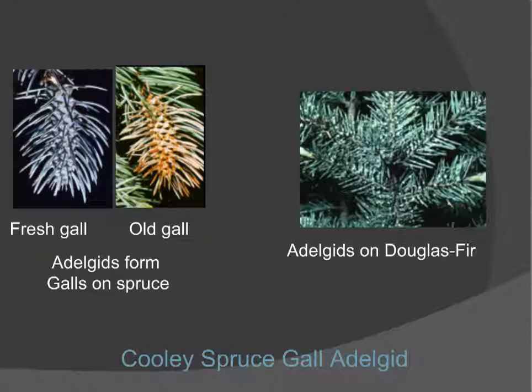This one has a very complex life cycle, and it's got a secondary host on the Douglas fir. So if you have Douglas fir in the area, you're going to have worse issues on your spruce. On spruce, however, the galls can develop on their own. They don't need that secondary host. Control for this is not really needed usually. It's more of an aesthetic issue, unless it gets really bad, and then you might get some dieback. But you can prune out the green galls and then destroy them, burn them, or whatever.